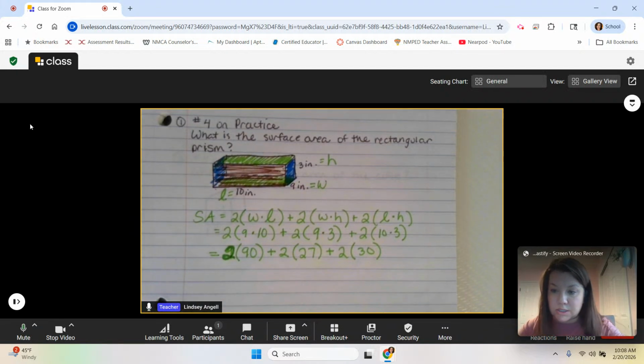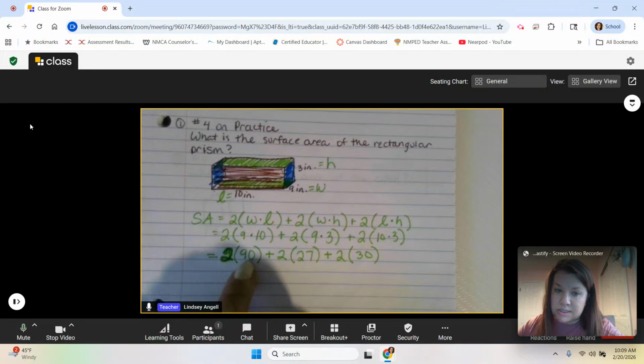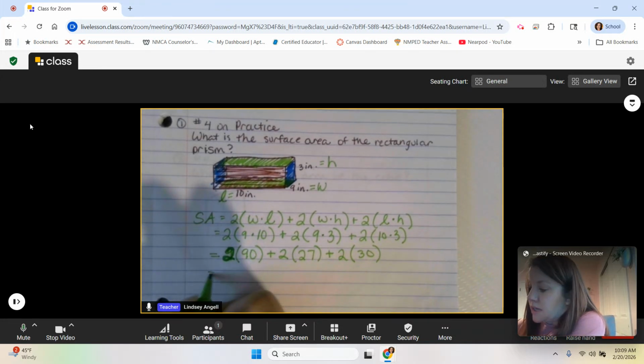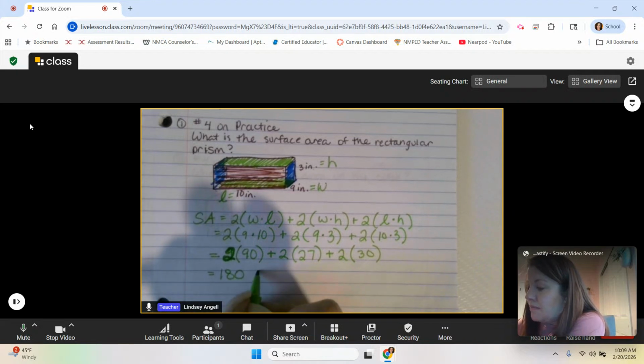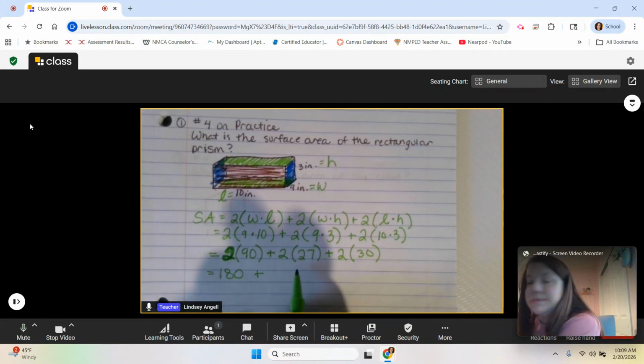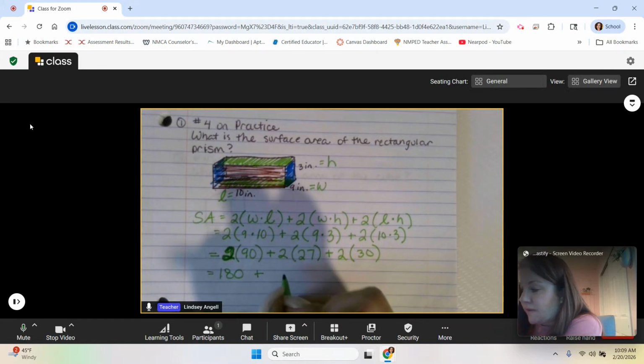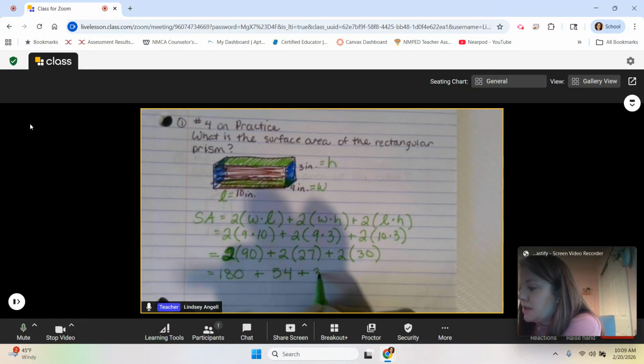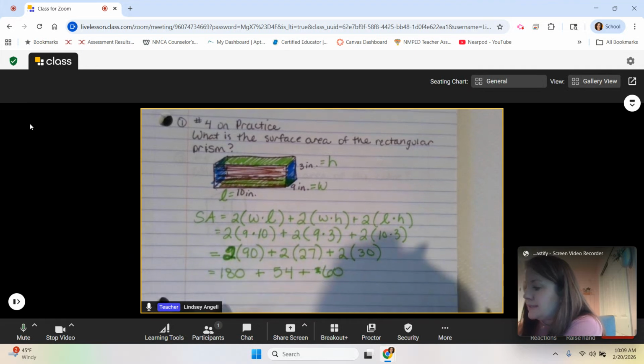Okay, so parentheses are gone. Right now, these parentheses, that's just how I'm showing my multiplication, right? So there's no exponents. So next we would take care of multiplication, and then we're going to take care of the addition. So let's see, 2 times 90 is 180. 2 times 27, ooh, what's that? That's 54. Plus 2 times 30, oops, which is 60.